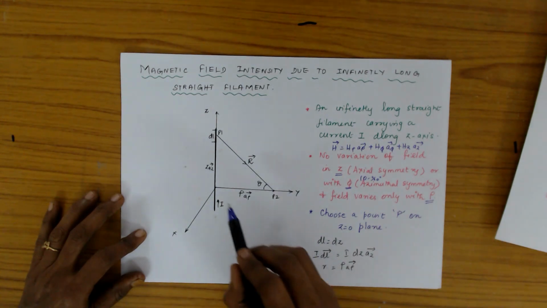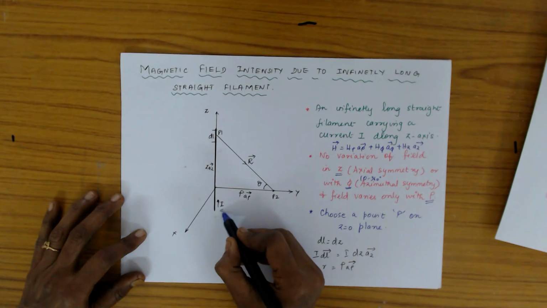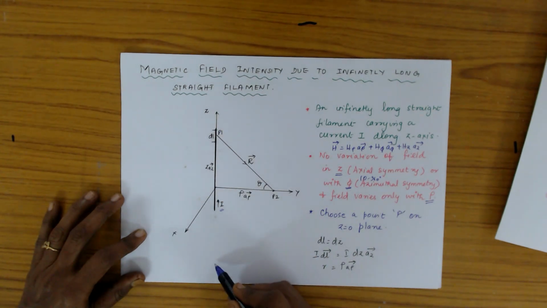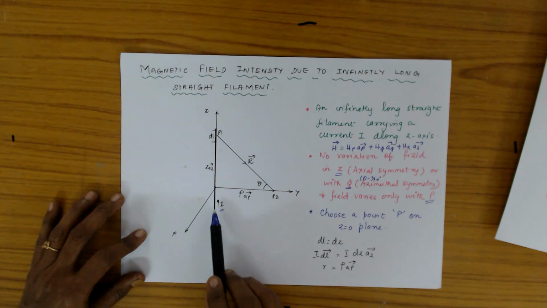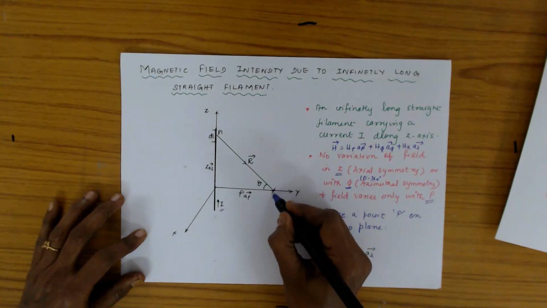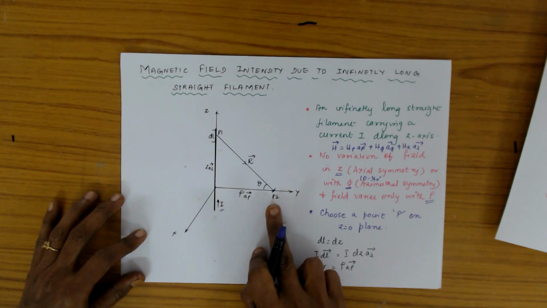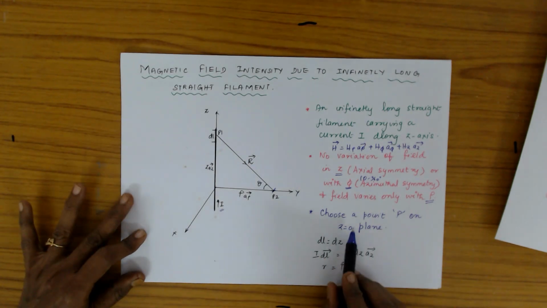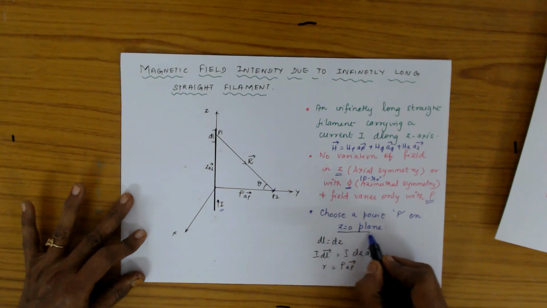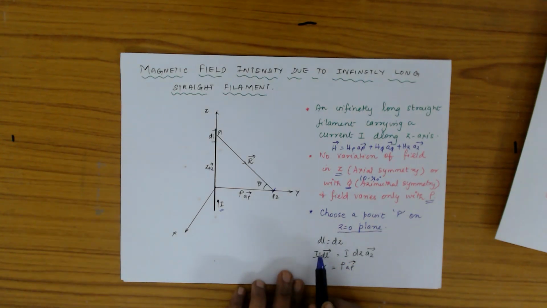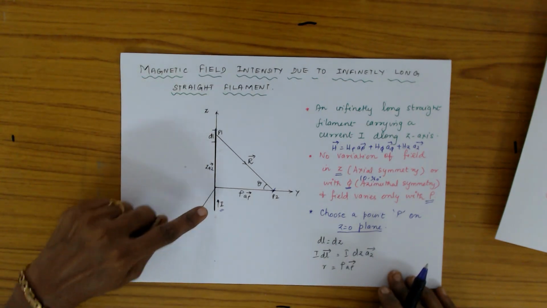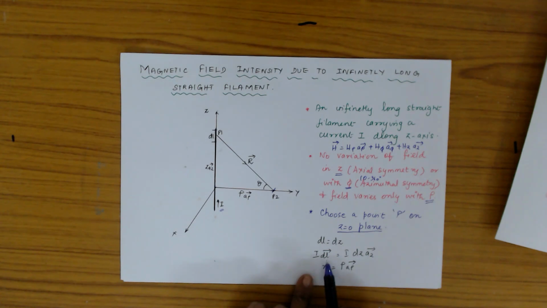Now consider a uniform current I flowing through the conductor, which extends from minus infinity to plus infinity. We are going to measure the magnetic field at this point P, which is away from the current carrying conductor. The point P is chosen in the z equals 0 plane. We express the differential length dl as dz, because the conductor is placed along the z axis. Hence, the current element can be written as I dl equals I dz, and it takes the unit vector az because it is along the z axis. The R component is given as rho a rho.